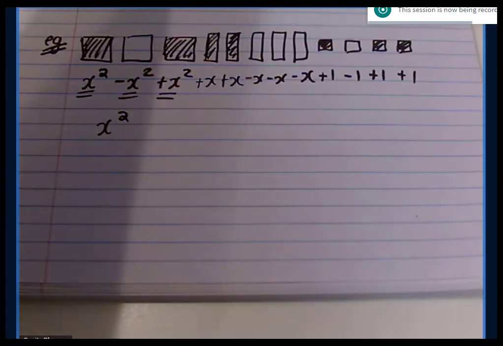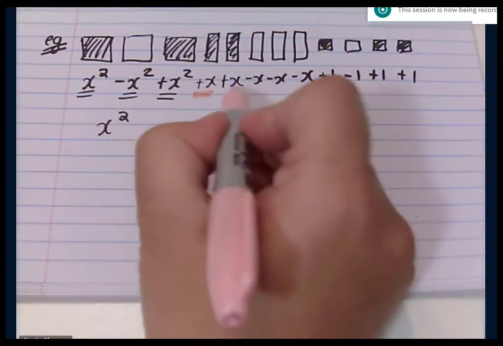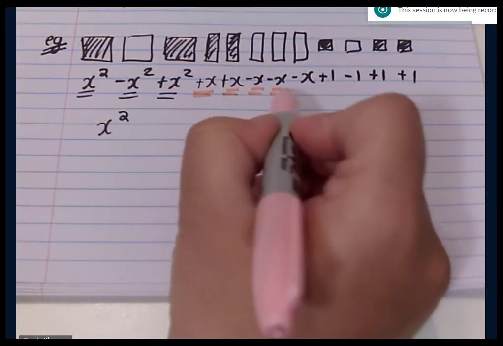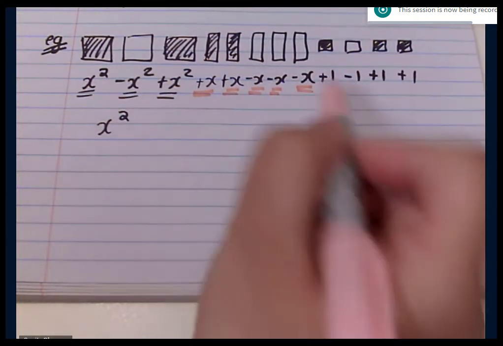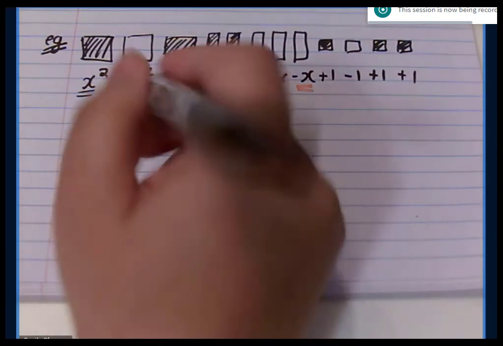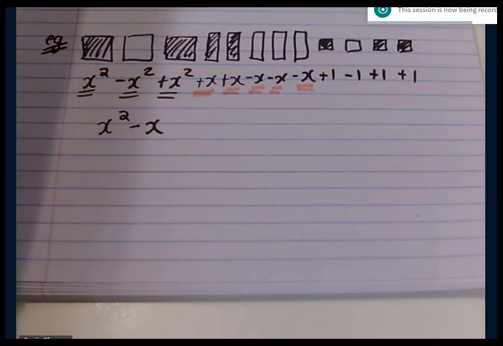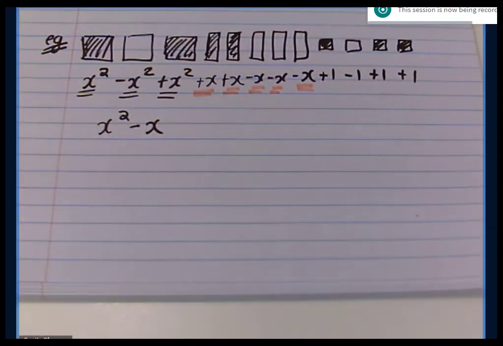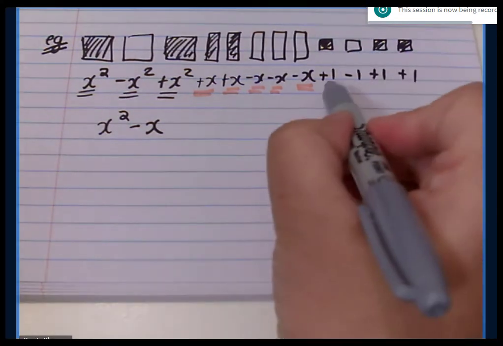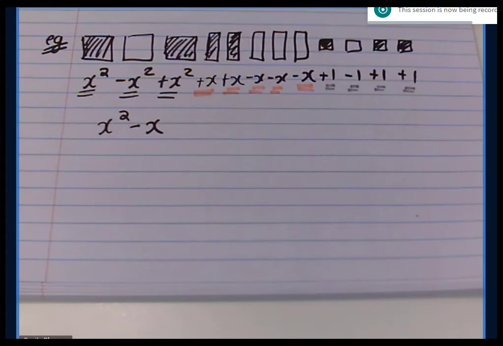Just lost my marker. 1 second. So you can collect those, which will give us negative x, or just minus x. And then we can collect our last ones there. 1 minus 1, plus 1, and then plus 1, which gives us plus 2.